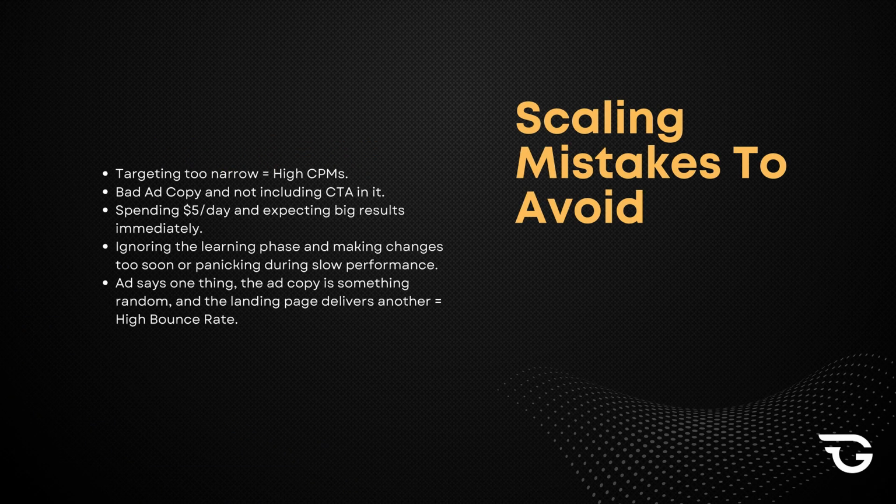Okay, I think it's also really important to cover some scaling mistakes to avoid. Firstly is targeting too narrow. This can result in high CPMs, which is cost per mil or cost per 1,000 impressions. Another mistake people make is having bad ad copy and not including a clear call to action. Also spending too little, like $5 per day, and expecting really good results immediately.